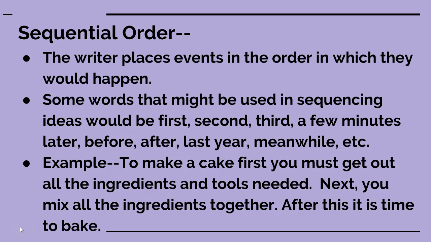Sequential order. The writer places events in the order in which they would happen. Some words that might be used in sequencing ideas would be first, second, third, a few minutes later, before, after, last year, meanwhile, etc. Example: to make a cake, first you must get out all the ingredients and tools needed. Next, you mix all the ingredients together. After this, it is time to bake.